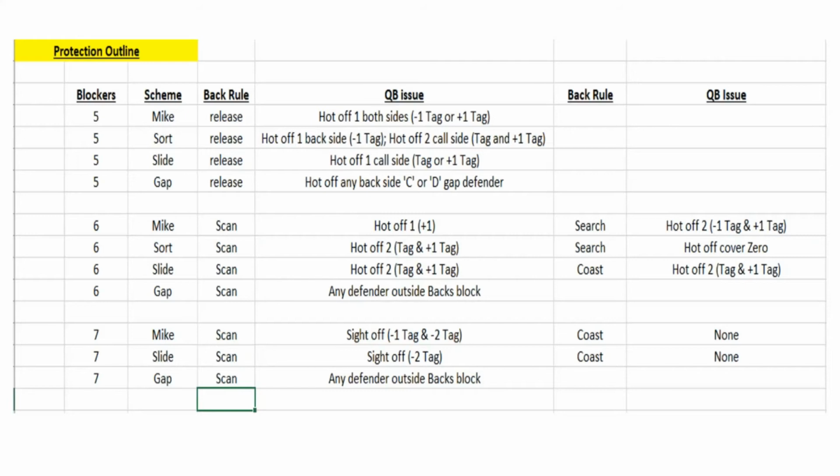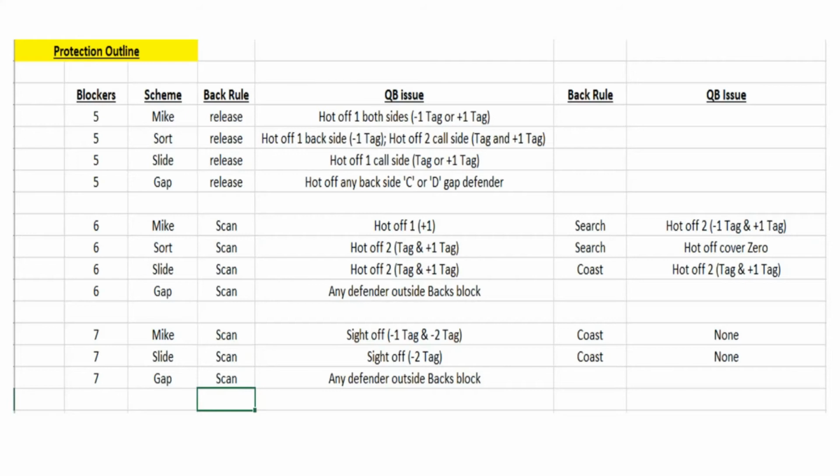Okay, go to the 6-man schemes now. So now we've got the back involved in the protection on all these. And we can have the back on a scan on all these. So if we've got a Mike scheme, once again, the quarterback's hot off 1, and that hot off 1 is the +1. If we're sorting the protection, then it's a hot off 2. If we're sliding the protection for the quarterback, it's a hot off 2. And once again, if it's a gap scheme, any defender outside the back's block forces him to have an issue.